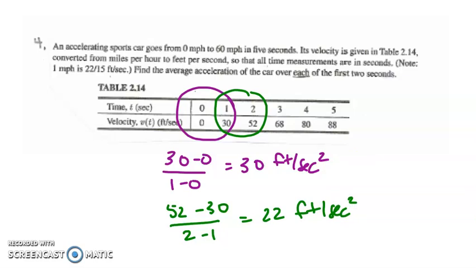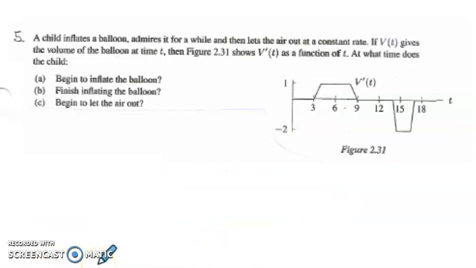And then the very last problem here is this one. A child is inflating a balloon, admires it for a while, and lets the air go out at a constant rate. If V of t gives the volume of the balloon at time t, and this is V prime, they basically want to know at what time does the child begin to inflate, finish inflating, or begin to let the air out. So here, the volume of the balloon is not changing.